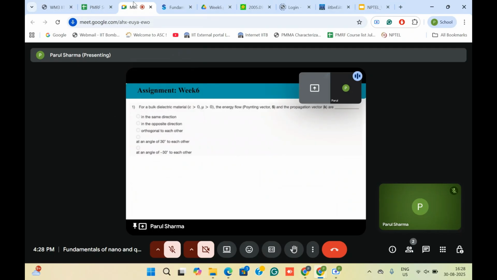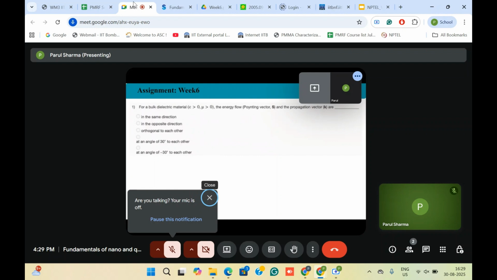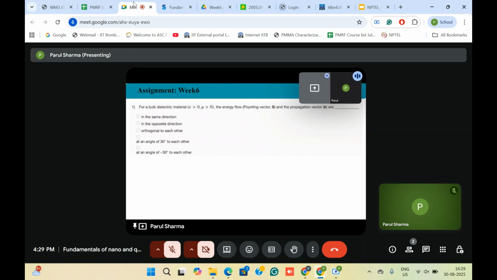The first question is: for a bulk reactive material where the permittivity is greater than zero as well as the permeability is greater than zero, the Poynting vector S and the propagation vector k are, so the options are, in the same direction, in the opposite direction, at 30 degrees to each other, or at minus 30 degrees to each other.